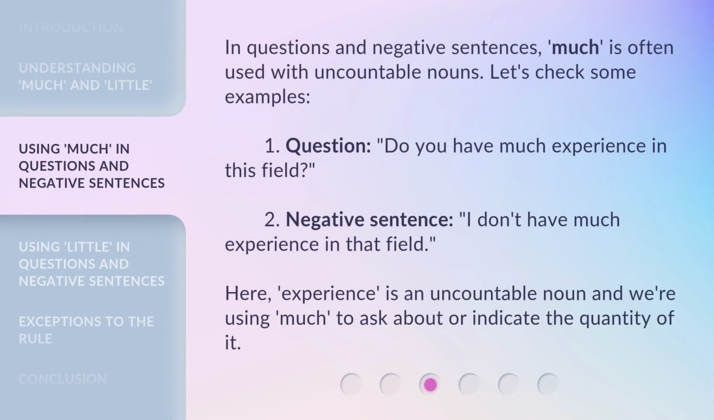In questions and negative sentences, much is often used with uncountable nouns. Let's check some examples. 1. Question. Do you have much experience in this field? 2. Negative sentence. I don't have much experience in that field. Here, experience is an uncountable noun and we're using much to ask about or indicate the quantity of it.